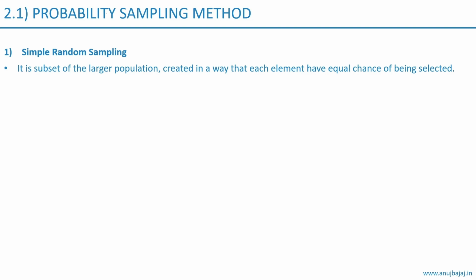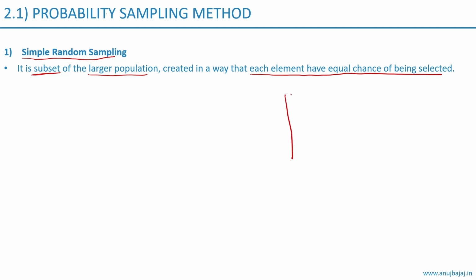Starting with the probability sampling method. In this sampling method, we will be looking at simple random sampling, then systematic sampling, then stratified random sampling and cluster sampling. Starting with simple random sampling, the sample selected under simple random sampling is a subset, that is, a portion of the larger population, which is created in a way that each element has an equal chance of being selected.